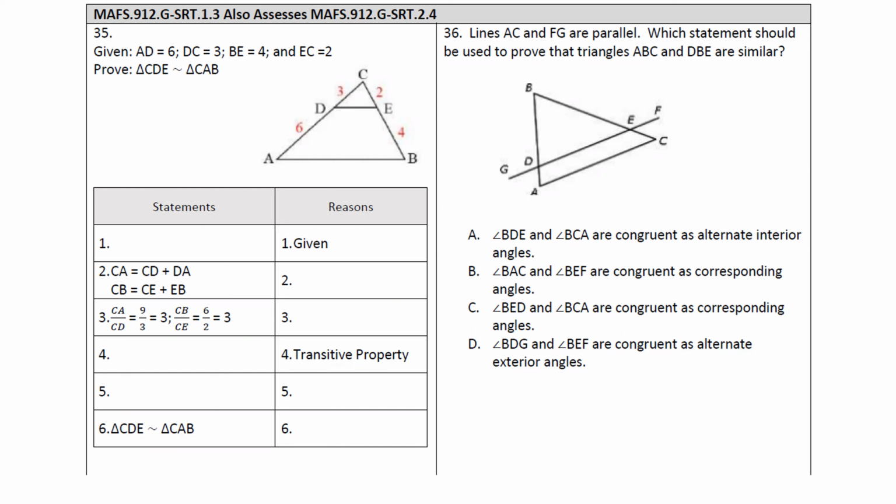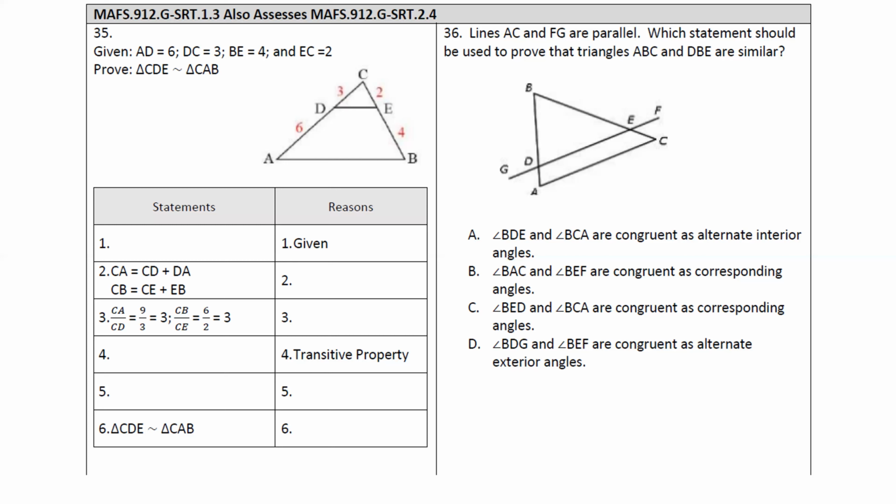So on 36, lines AC and FG are parallel. Which statement should be used to prove that triangles ABC and DBE are similar? Now, if we're talking about parallel lines here, there's a couple different properties that we could use. We could use things like alternate interior angles or same side interior or corresponding.